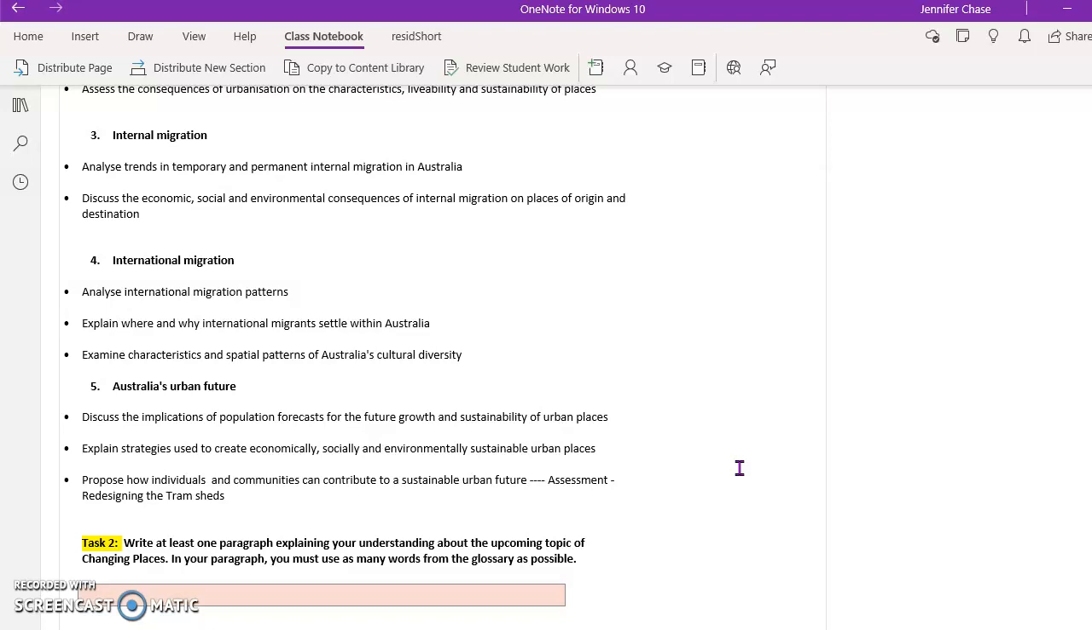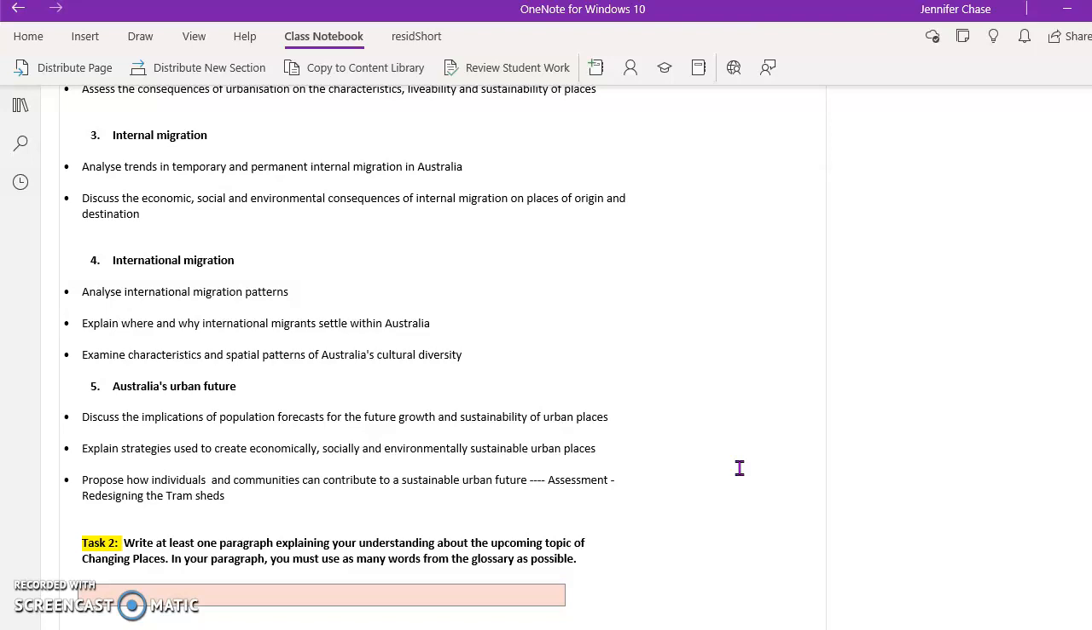We're going to be discussing the implications of the population forecasts for the future growth and sustainability of urban places in Australia. What do experts think is going to happen to the size of Melbourne, of Sydney, of Perth over the next 10, 20, 50 years? And then, of course, linking on to that, we need to look at strategies that are going to be put into place to plan for this.